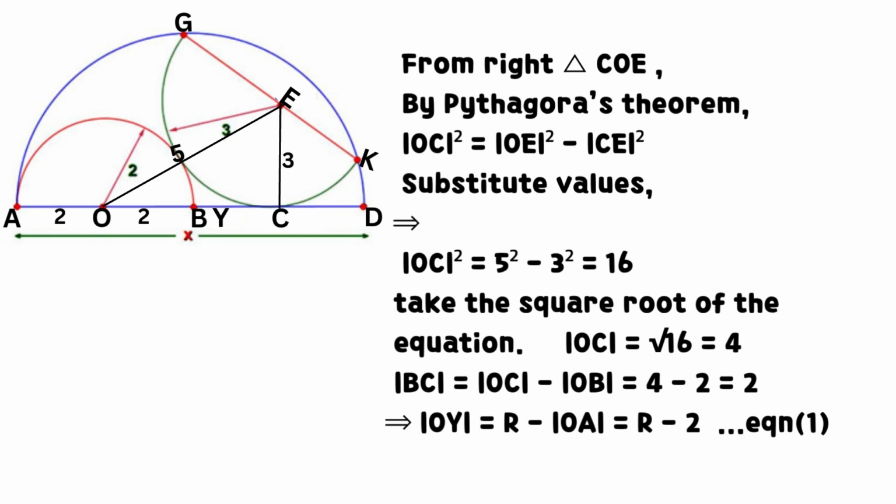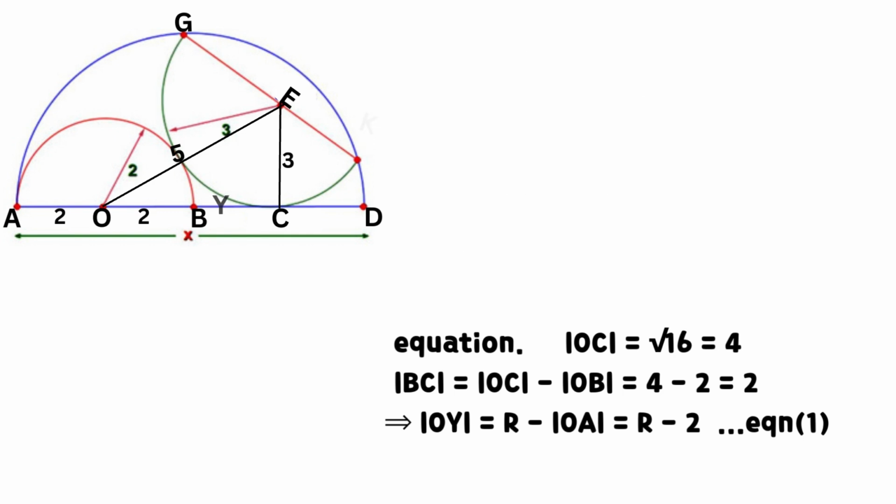But line BC equals line OC minus line OB, which equals 4 minus 2. The result equals 2. It follows that line OY equals R minus 2. We call it equation 1.